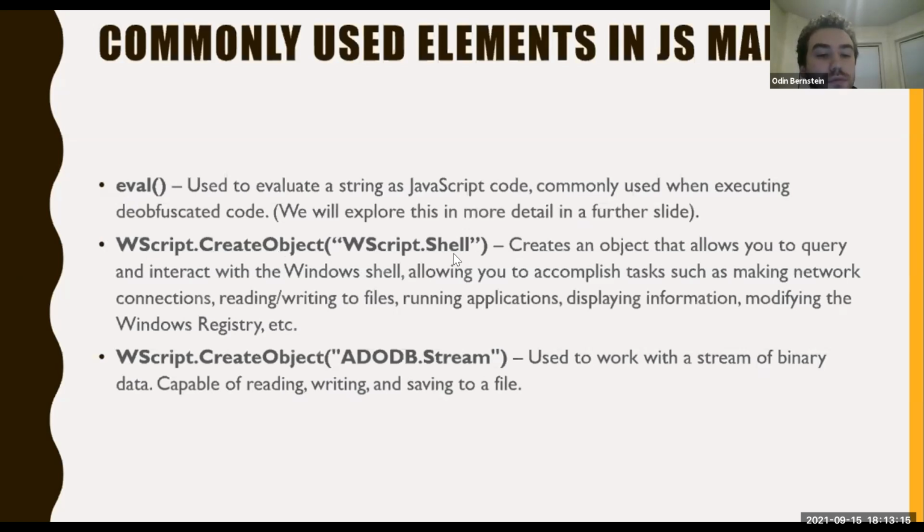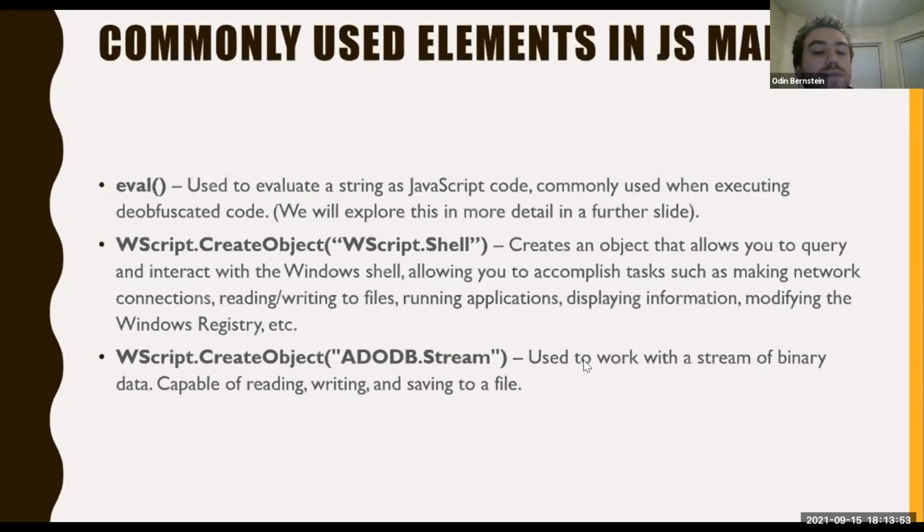And then some WScript objects here. So here's the WScript.Shell object. This is an object you'll see very commonly in JavaScript malware. It's what it sounds like essentially. It allows you to interact with the Windows shell. So that will allow you to accomplish any tasks that you can accomplish using the Windows shell. So reading and writing files, registry connections, making network connections, displaying various information about the system. So this is a very important object that's used in JavaScript malware.